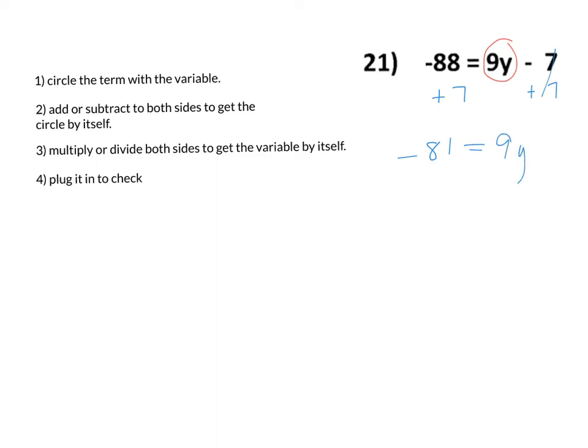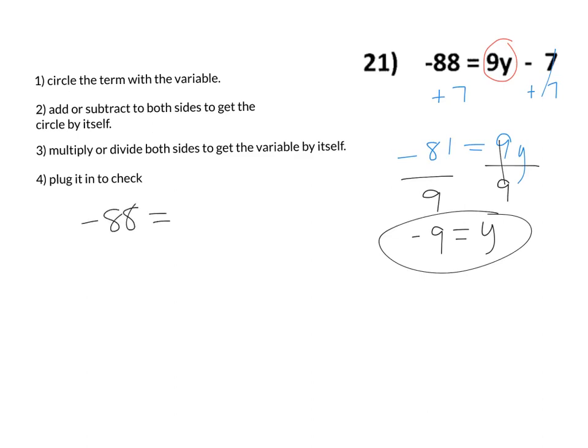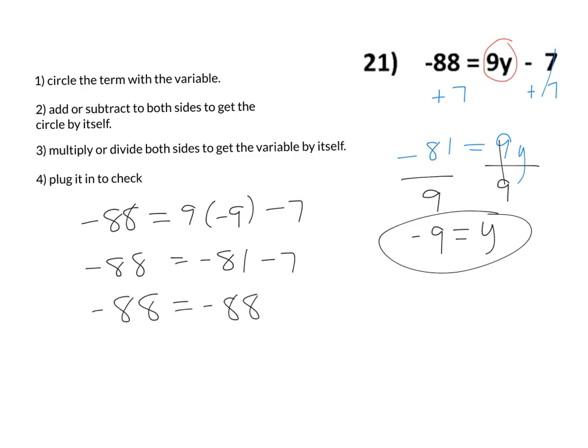Now we're going to do the inverse of multiplying by 9. We are going to divide by 9. Y is equal to negative 9. Now let's check it. We'd have negative 88 is equal to 9 times negative 9 minus 7. Negative 88 is equal to 9 times negative 9 is negative 81 minus 7. I get negative 88 is equal to negative 88.